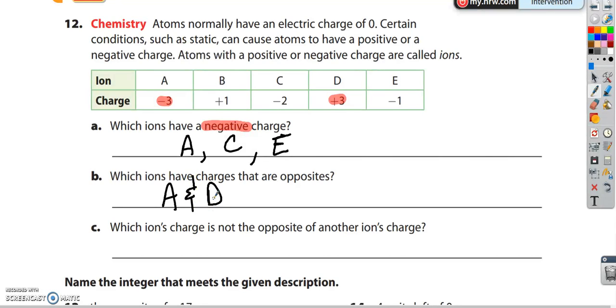And there's another answer. I'll switch colors here. I noticed that +1 and -1 are also the same digits but on opposite sides of the number line. So that means that B and E are opposite each other. And then question C is the only one that's left. Question C reads, which ion's charge is not the opposite of another ion's charge? And that's going to be C, because while there's a -2, there is no +2, which would be its opposite. All right, let's move on.